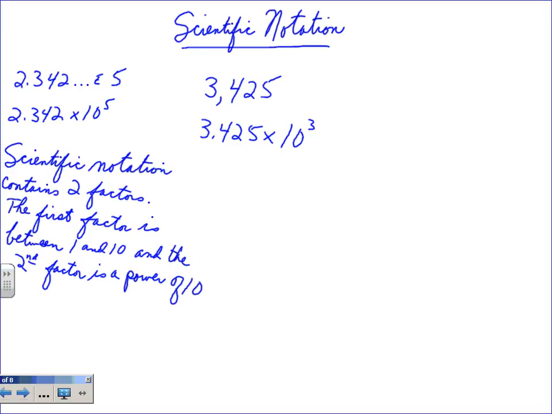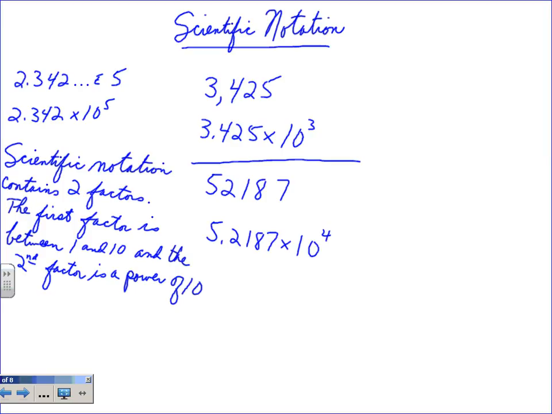Now if it was a bigger one and we had 5 digits. All right, let's take 52,187. And we want to write that in scientific notation. So this becomes 5.2187 times 10 to the fourth. And we started here and we go 1, 2, 3, 4.